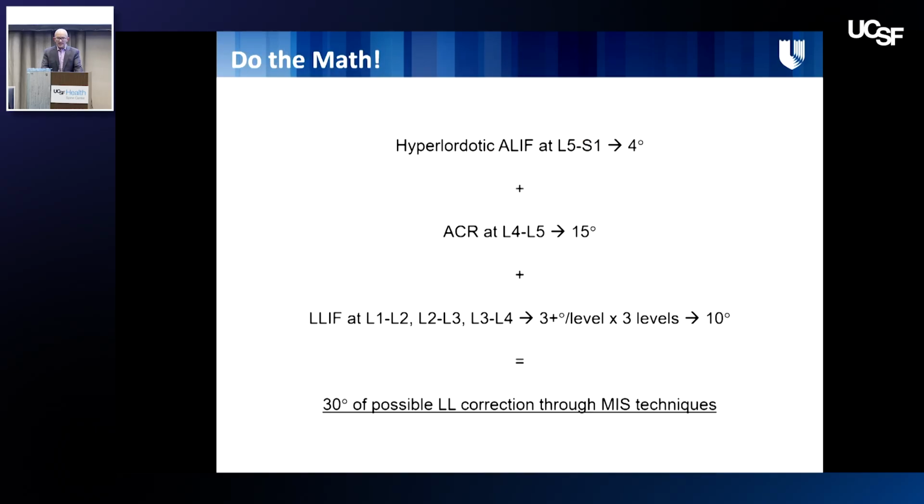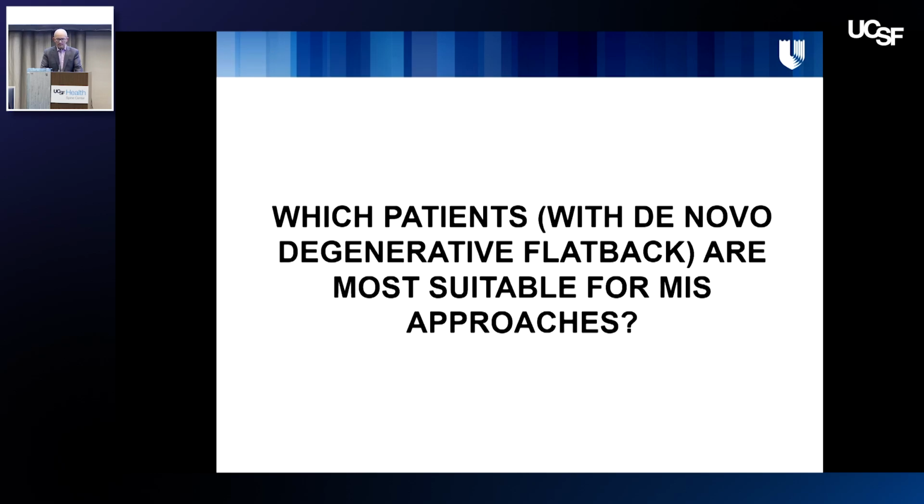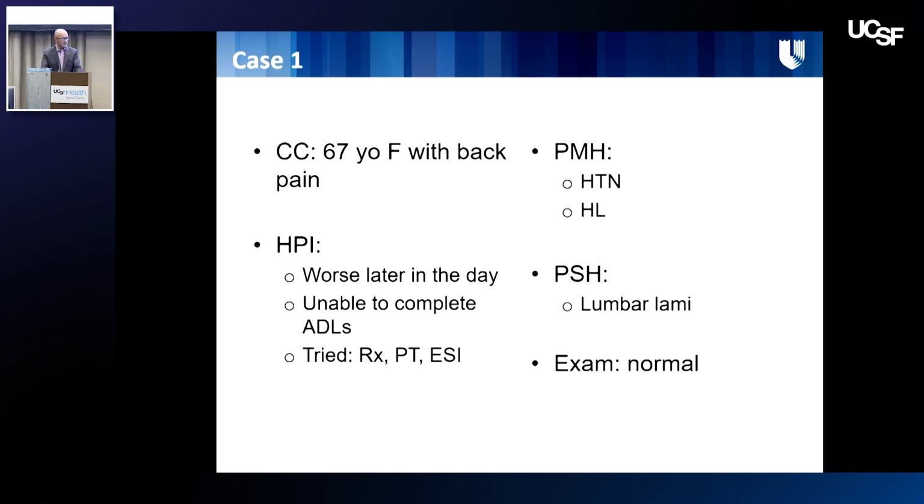So again, when we take into account these mathematics that I've mentioned, with 4 degrees of improved lordosis with ALIF at L5-S1, as much as 15 degrees with ACR without an osteotomy, and then a few degrees for the remaining lumbar levels, really about 30 degrees of possible lumbar lordosis restoration can be accomplished through MIS techniques. And this is without considering that some have even gone on to describe multiple ACRs in a given patient. And I think for a standard practice, again, maybe not like Dr. Gupta's, 30 degrees will usually capture what you need. And I'll go over a couple of case examples to perhaps demonstrate this.